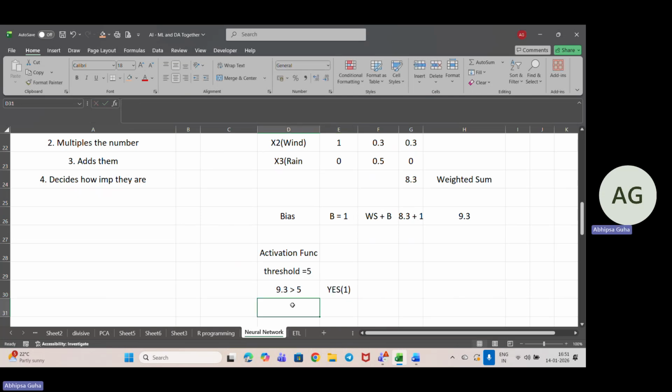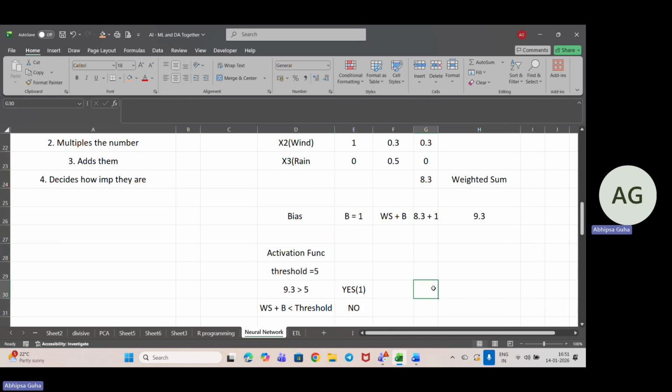If in any case my weighted sum plus B value is lesser than 5, which is my threshold, then my result would be no. Okay, so this is how I take the details. This I have already explained.